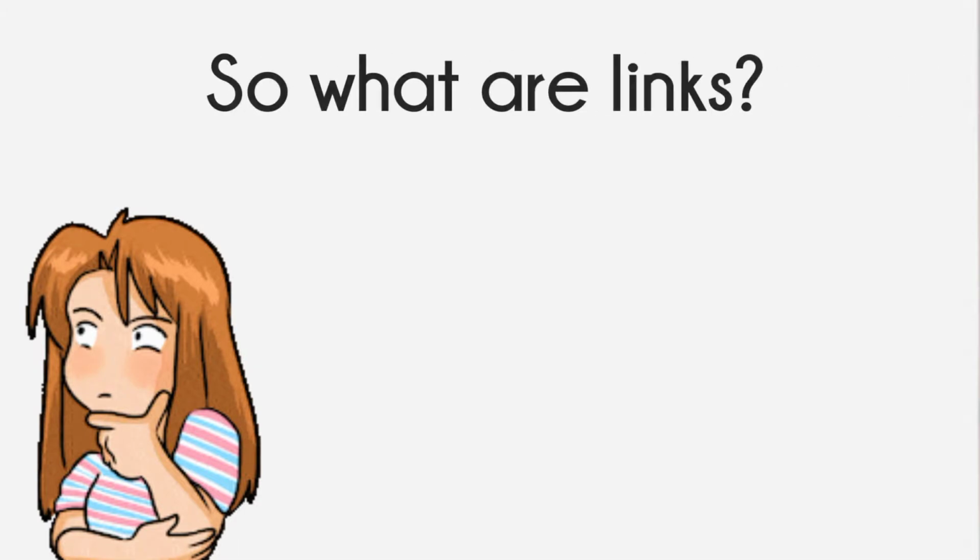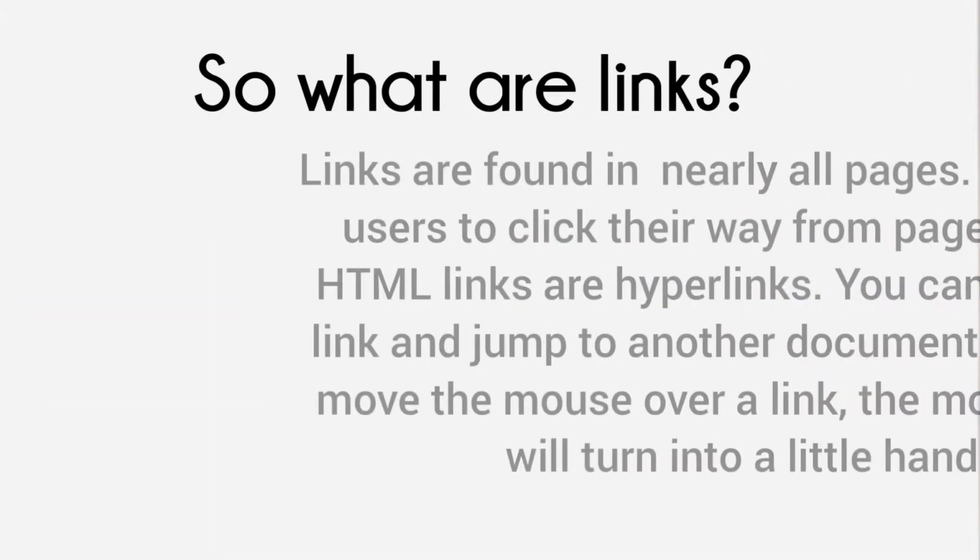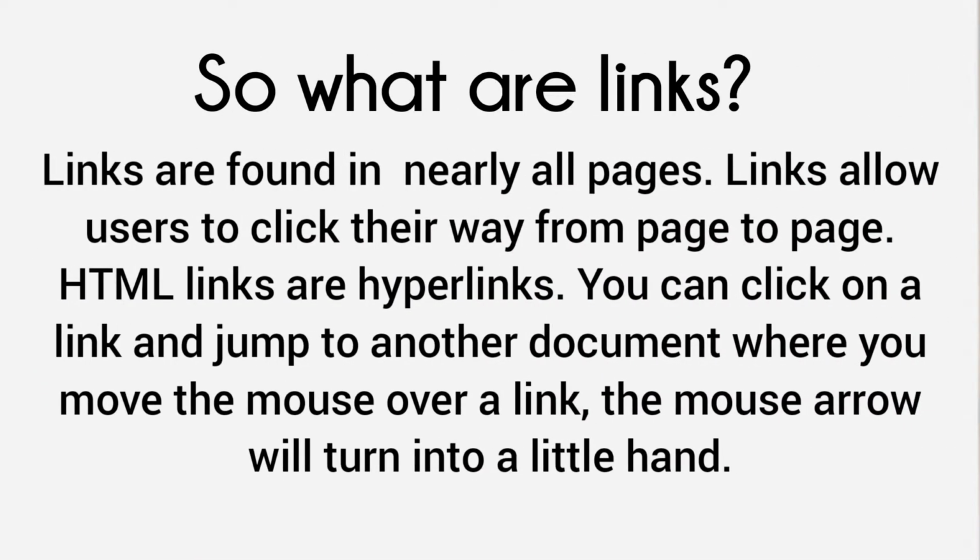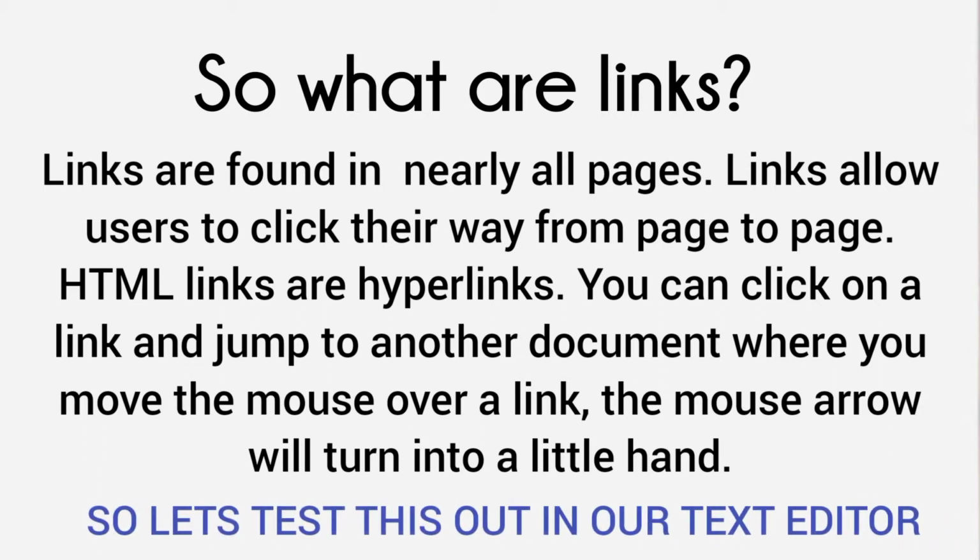So today in this video, we'll be learning about links, images, iframes, and file paths. So let's get started. So what are links? Links are found in nearly all pages. Links allow users to click their way from page to page. HTML links are hyperlinks. You can click on a link and jump to another document. When you move the mouse over a link, the mouse arrow will turn into a little hand. So let's test this out in our text editor.